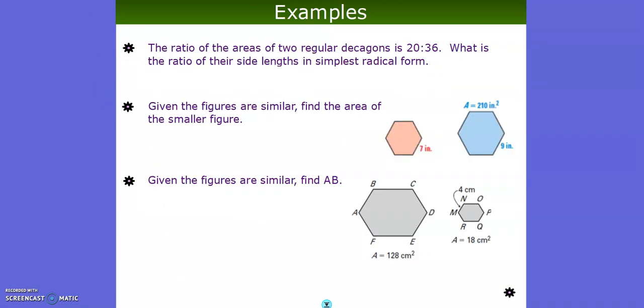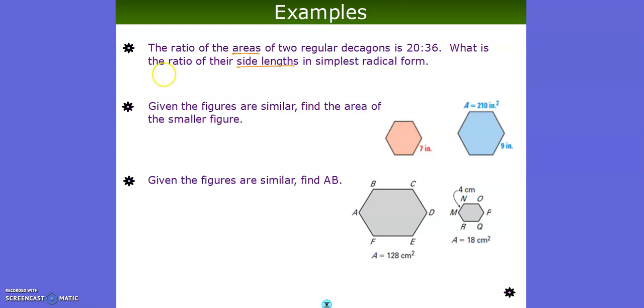Let's take a look at our next example. It says the ratio of the areas of two regular decagons is 20 to 30. So that's already the ratio of the area. What's the ratio of their side lengths? If we want to find the ratio of the side lengths, originally in the previous example, we started with side lengths and then we squared it. So here, if we're already starting with the areas, then we're just going to take the square root.